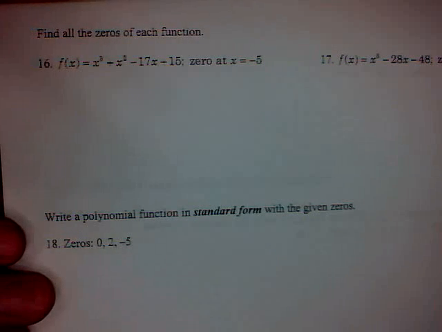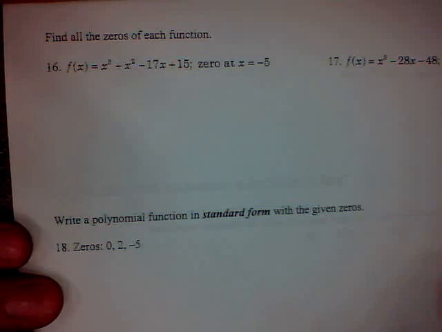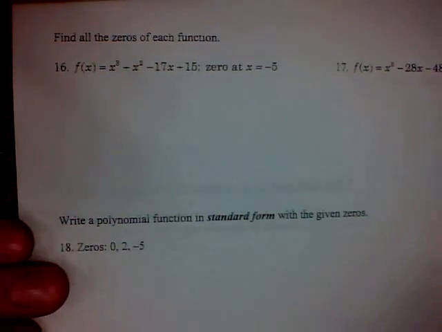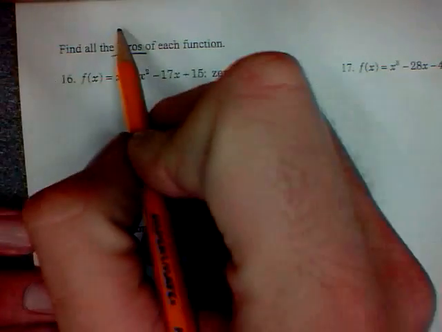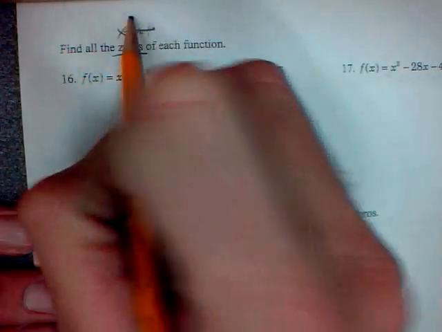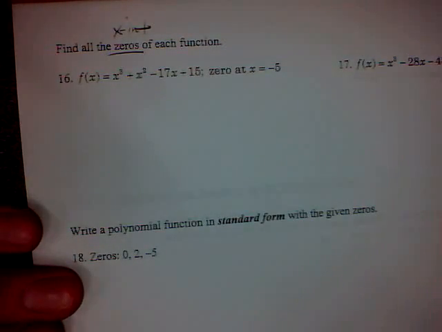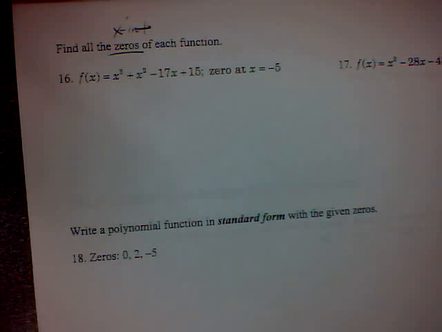Okay, in problems number 16 and 17, they ask us to find all the zeros. And remember, zeros are your x-intercepts. Here we are given a function f of x equals x cubed plus x squared minus 17x plus 15. And they give you one of the zeros.